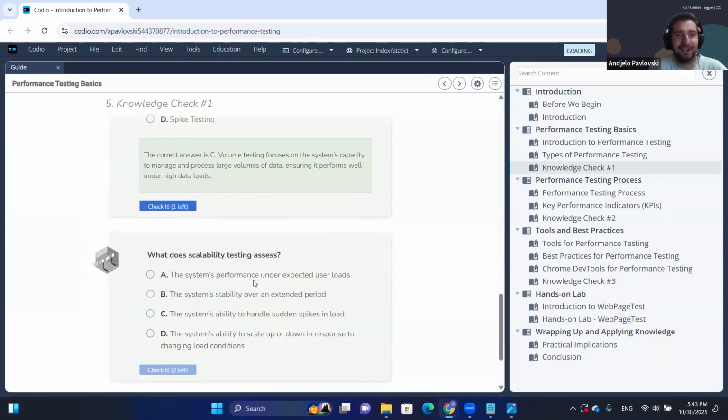Let's move on to the final question, which is: what does scalability testing assess? The system's performance under expected user load, the system stability over an extended period, the system's ability to handle sudden spikes, or the system's ability to scale up or down in response to changing load conditions. I see immediate answers for D. Very confident answers, I would say, pretty fast provided in the live chat. Keep them coming. I'll wait just for a second in case somebody else wants to add an answer.